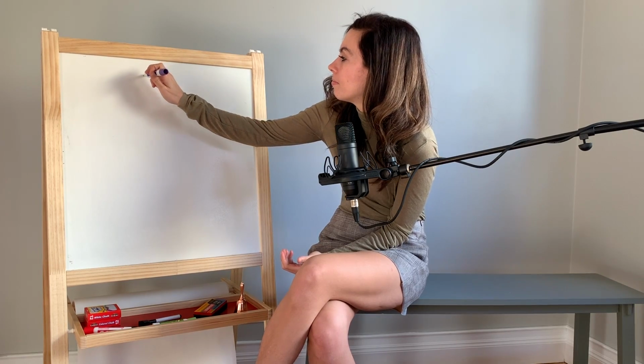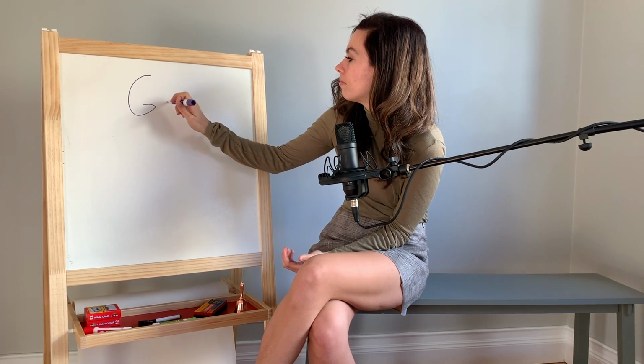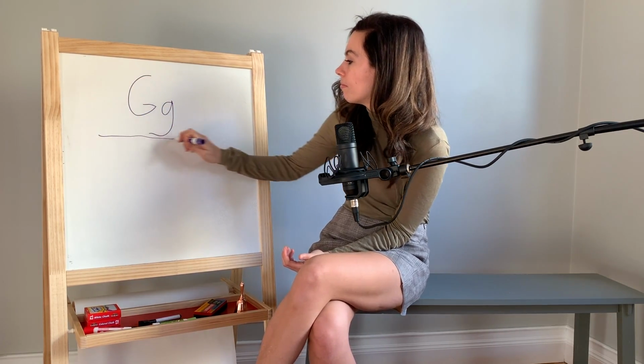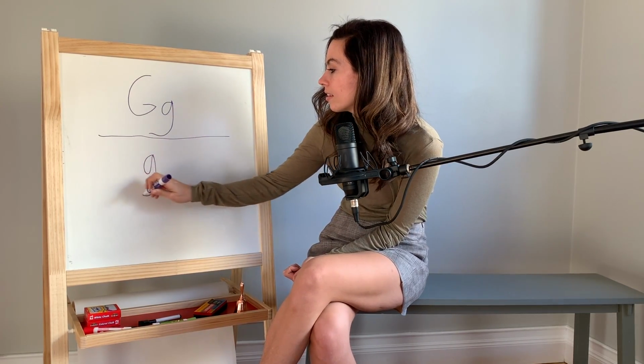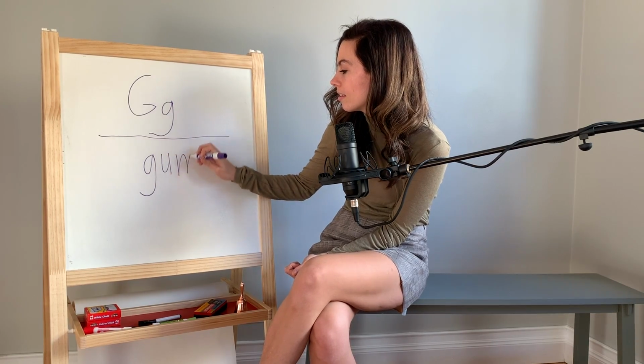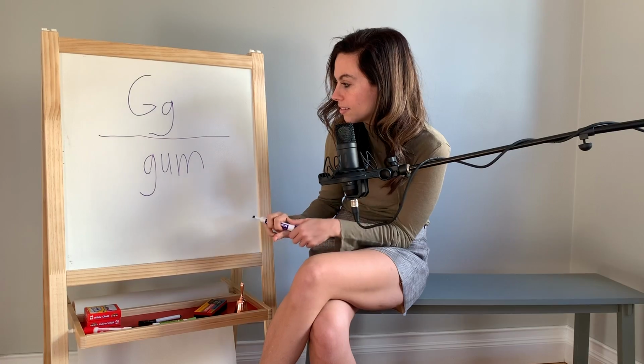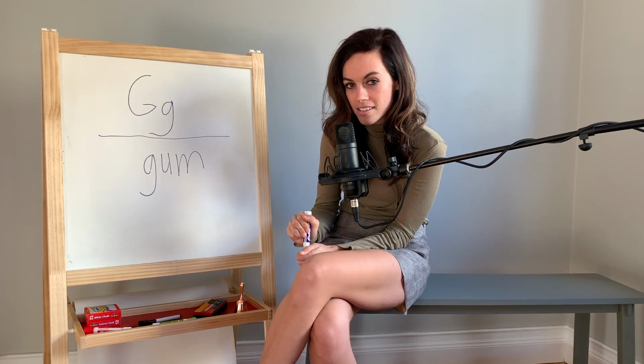The next letter we're going to learn is G. This is the uppercase G, and this is the lowercase g. And a word with G is gum. Gum. G says g.